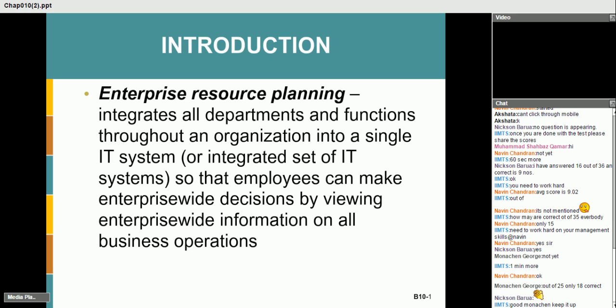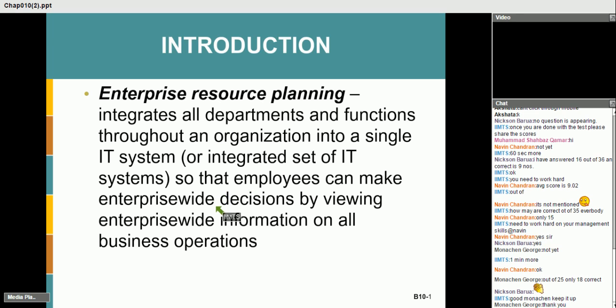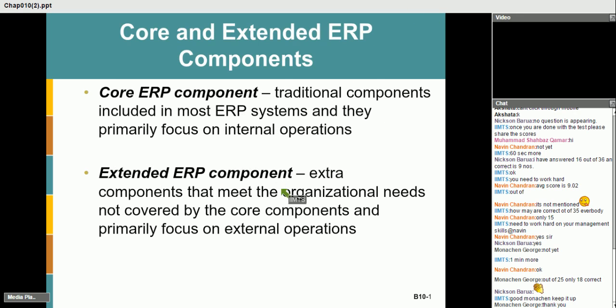So we are looking at enterprise resource planning. Everybody get back to the class. As we have seen, it integrates all departments and functions throughout an organization into a single IT system so that employees can make enterprise-wide decisions by viewing enterprise-wide information on all business operations.